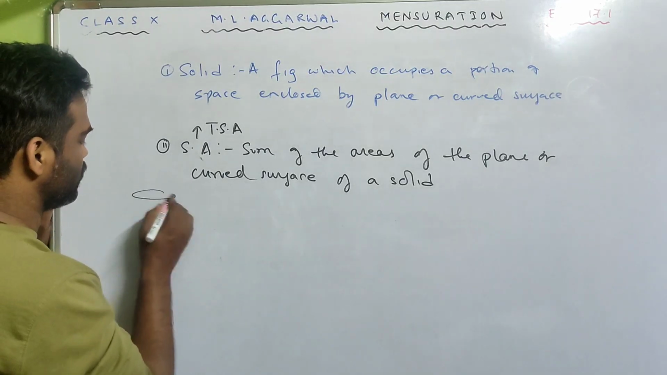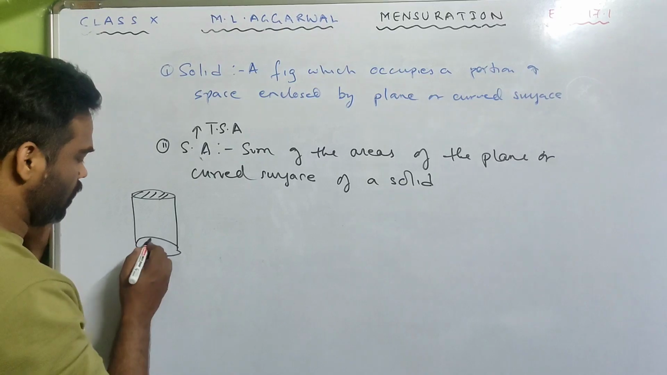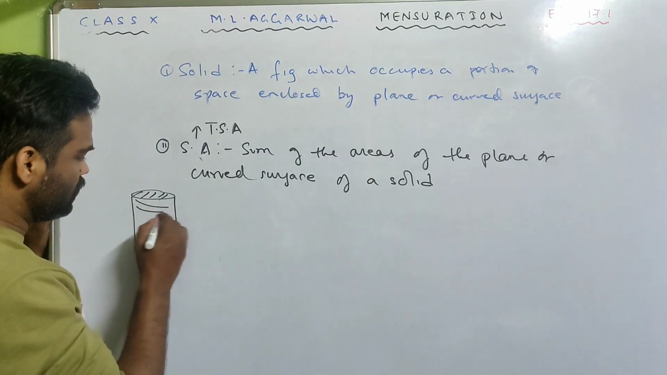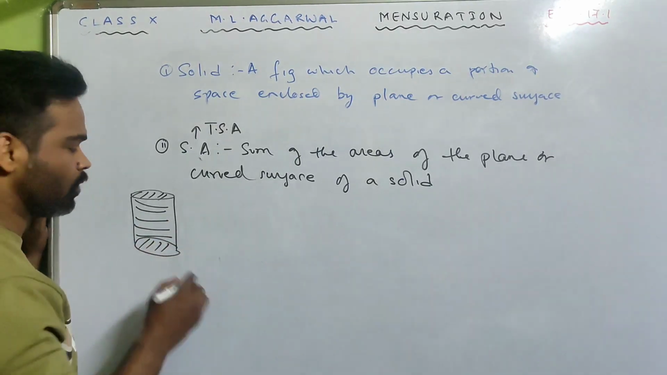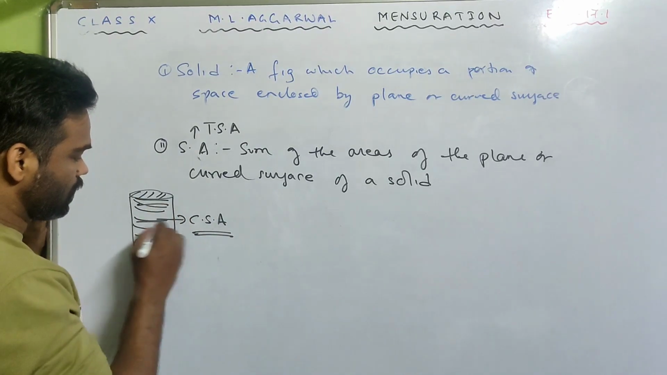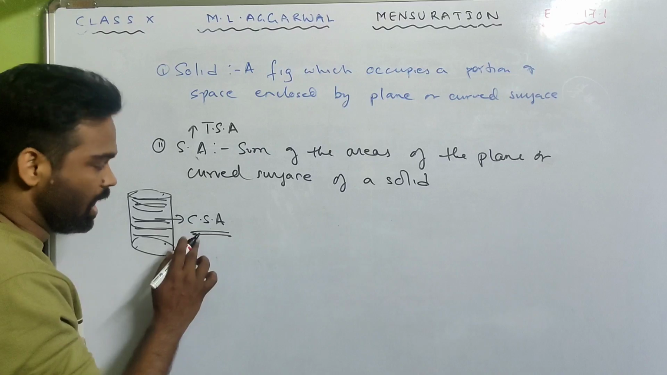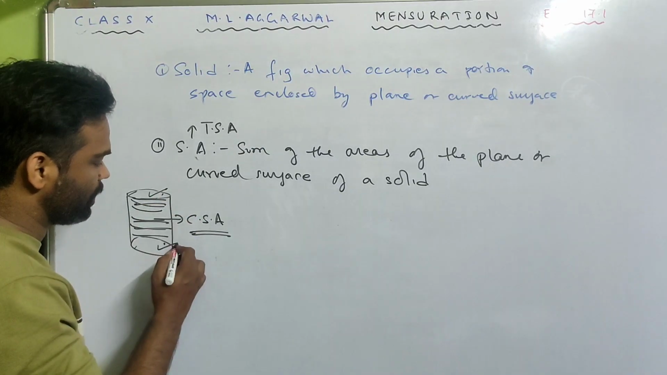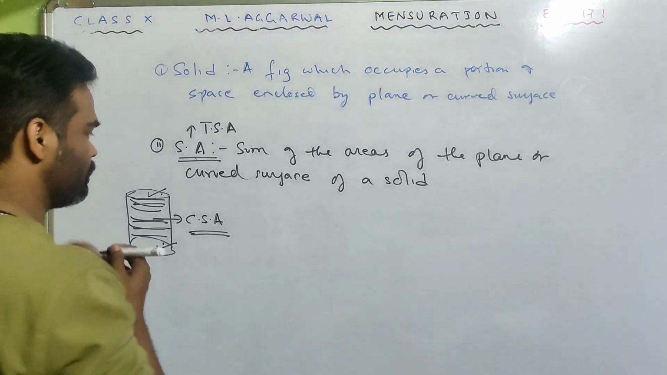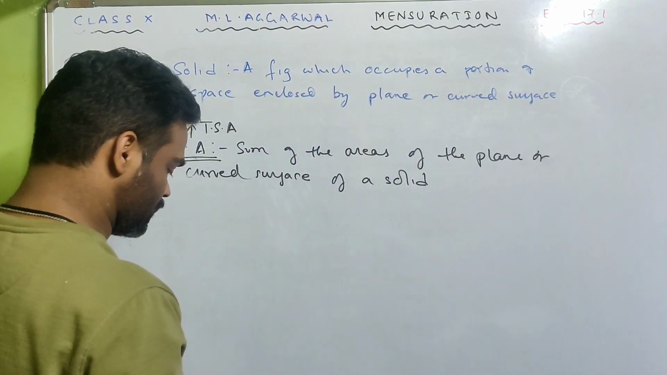In case of a cylinder, surface area is area of the top and bottom, which is in the shape of a circle, and area of this curved part, which is known as curved surface area. The area of the curved part, remember, that is known as curved surface area. And curved surface area plus area of the top and the base is your total surface area. Clear?